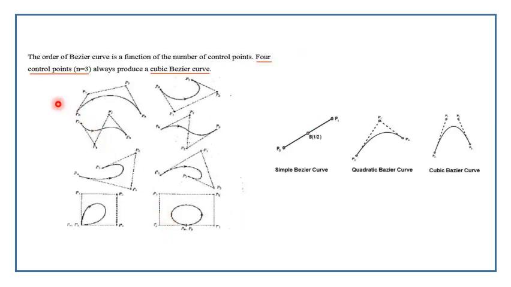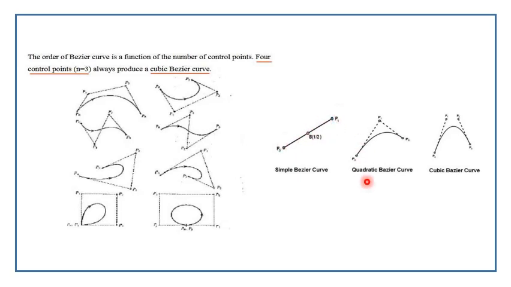And the order of the Bezier curve is a function of the number of control points. 4 control points means the order will be 3, n is equal to 3, which is the cubic polynomial Bezier curve. So here we can see a simple Bezier curve. In this, the points are P0 and P1, which form a straight line. This can be represented as linear.